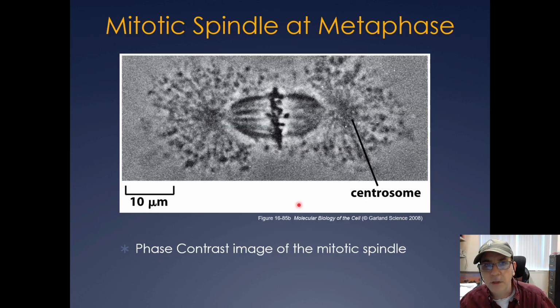So here's a great phase contrast image of a mitotic spindle in metaphase. Here you can see all of the chromosomes aligned on the metaphase plate. Here you can see the centrosome, and then you have your kinetochore and interpolar microtubules spattered in here, and then you have your astral microtubules coming off on the other side.